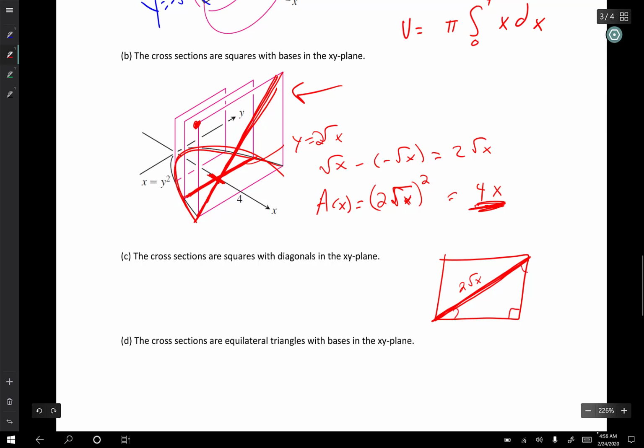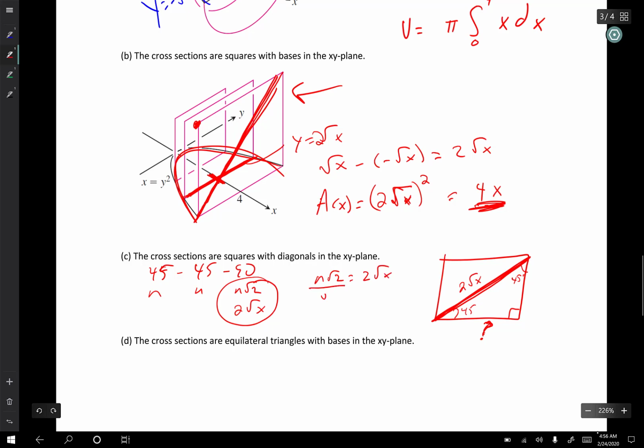Now, hopefully you remember that in a square, all these angles are 90 degrees, so that means this is 45. So we have a 45, 45, 90 triangle, and what's important is for us to get this distance. So I'm going to put a question mark. We need to get that. So how do we get that? Well, in the 45, 45, 90, we have n, n, n square root of 2. So 2 square root of x equals n square root of 2. So that's my diagonal.